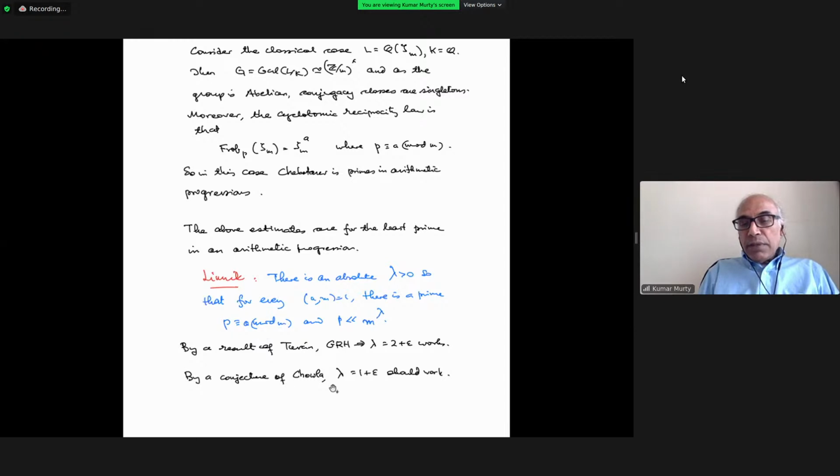Now here's something we don't know yet. I don't know even what hypothesis implies it, but Chowla conjectures that 1 plus epsilon should work. In other words, just go past m, maybe even m times a small power of log, and you should get a prime in every residue class if you go up that high. This is not, as far as I know, a consequence of the Riemann hypothesis.